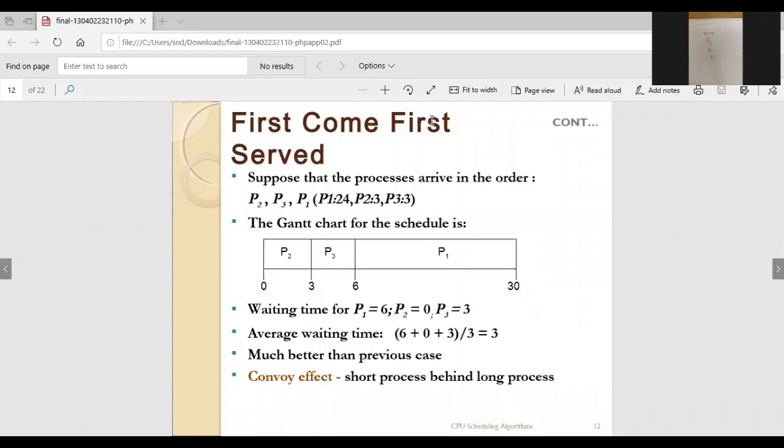Okay. So we'll solve one example to calculate the turnaround time. So what is the execution time or burst time of P1? 24. Then P2 is how much? 3. And P3 is also 3. Okay, so the burst time or execution time of P1 is 24, P2 is 3 and P3 is 3. Now what we have to do? Calculate the turnaround time.